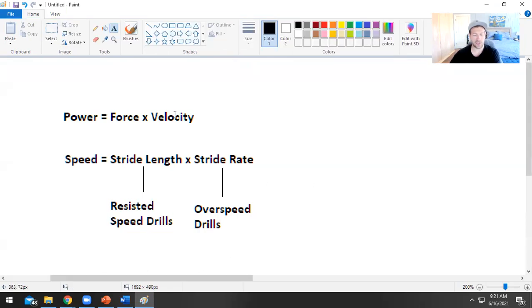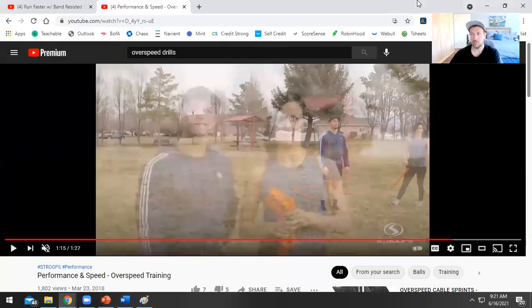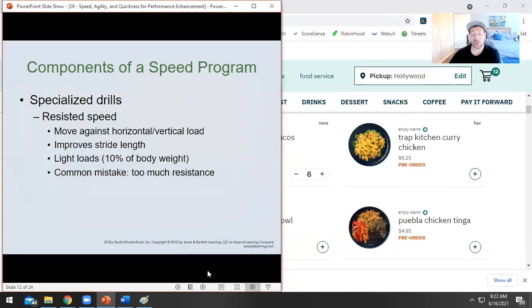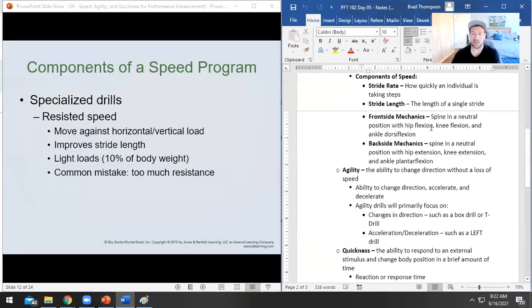Okay, so those are sort of two different techniques, right? Resisted speed drills will improve your length. Overspeed drills will improve your rate. So generally, when it comes to these types of speed drills, you want to move against either a horizontal or a vertical load. If you're doing a resisted speed drill, it could be jumping with a certain amount of body weight or a weight vest or something like that. Or if you're doing lifting.